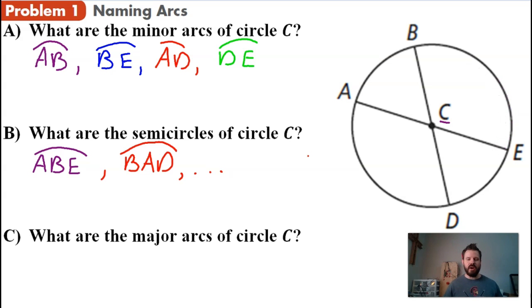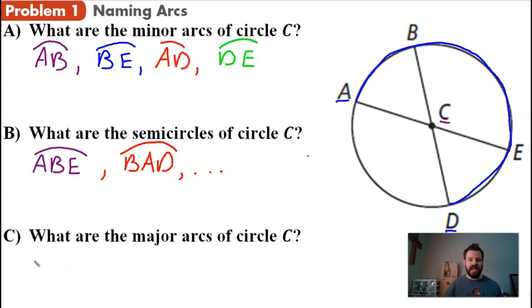Okay, for the major arcs, we said a major arc is an arc that's larger than a semicircle, so it takes up more than half the circle. So for example, if I look at the arc from A to D going around the top, so A through B through E all the way to D, I'd say that's a major arc because it takes up more than half the circle.